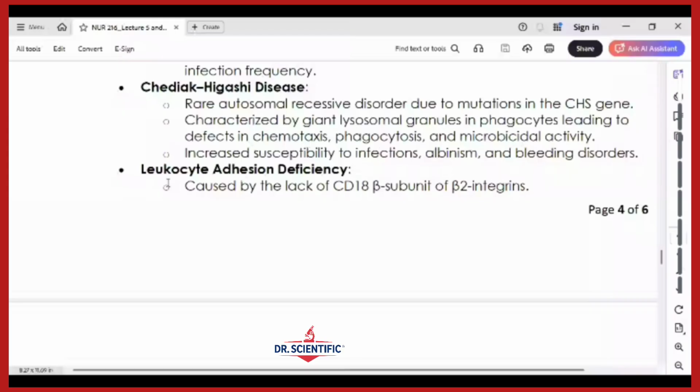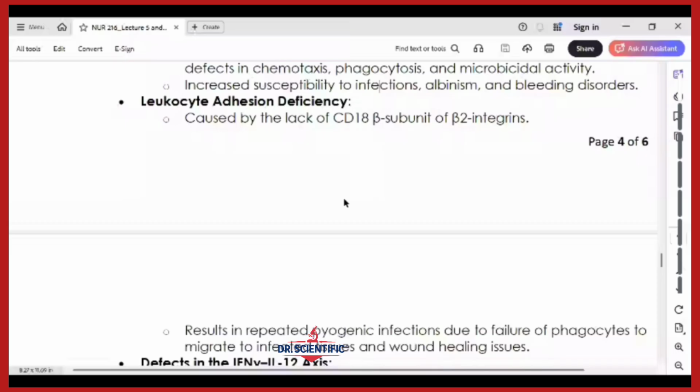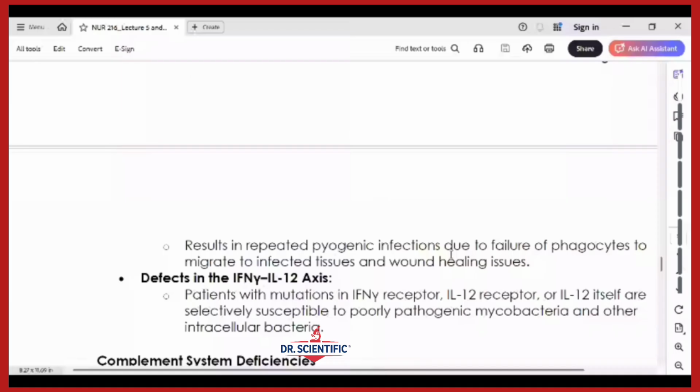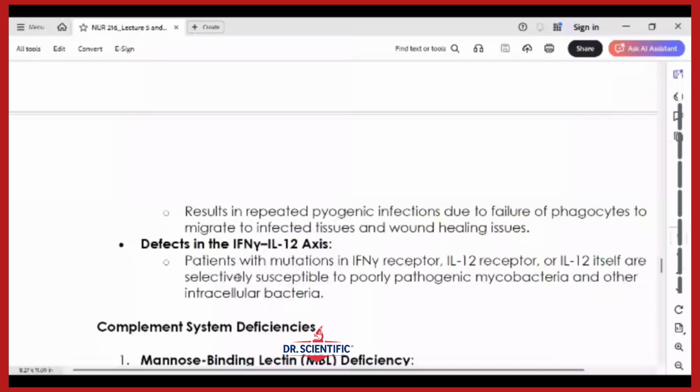Then we have leukocyte adhesion deficiency. This is caused by lack of the CD18 beta subunit of the beta integrins. This adhesion means the cell needs to attach to another cell, maybe to trigger a cellular response. So individuals will end up having pyogenic infections, which are infections characterized by pus. And of course, they have problems in wound healing.